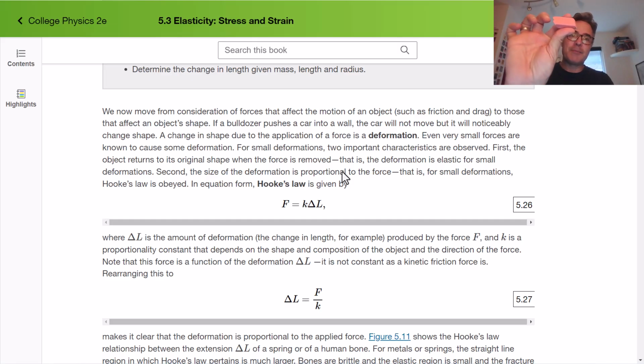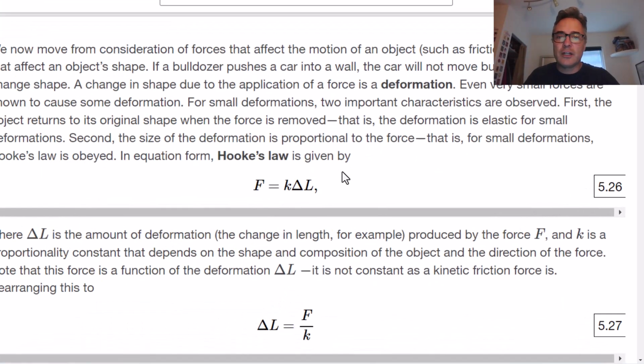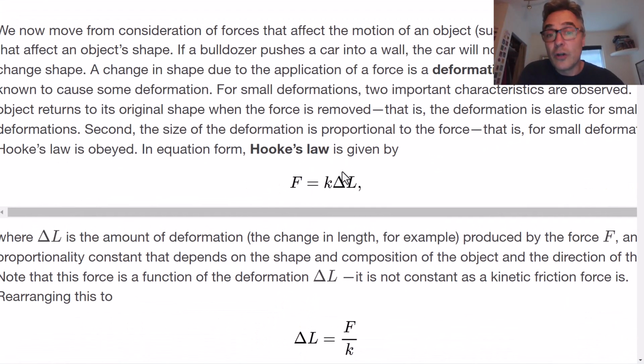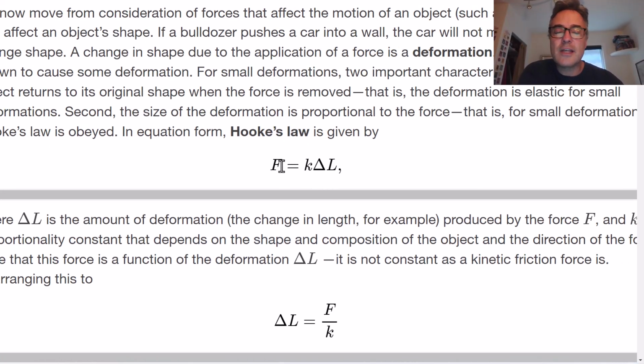So if I take, for example, this eraser and squish it with a force, then the eraser presses back. And it's also squished, so it has some length L, with a little change in length, delta L, a tiny little delta L change. If you look at this equation, it's something called Hooke's law. It was first written down by Robert Hooke, which says that there's a proportionality. The force is proportional to how much this length changes.